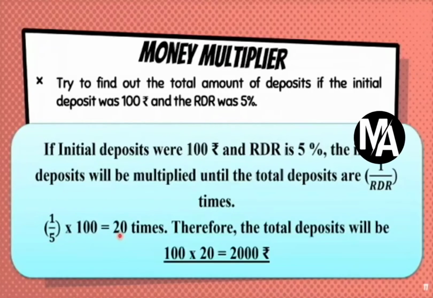Which means the money multiplier process will continue until the initial deposit of 100 rupees becomes 20 times, that is 100 into 20, that is 2000 rupees. So this is going to be the total deposits in this particular example.